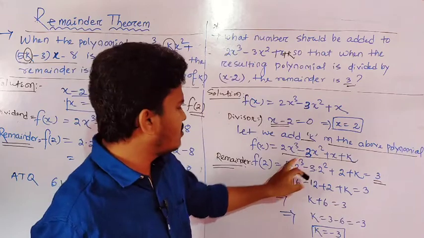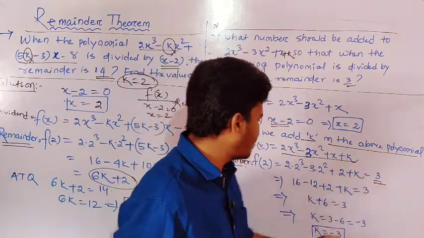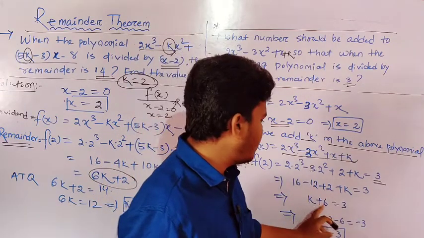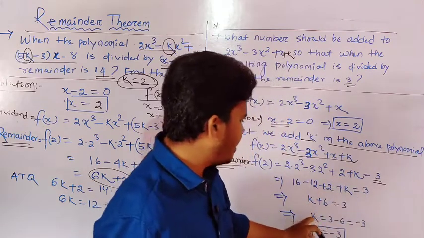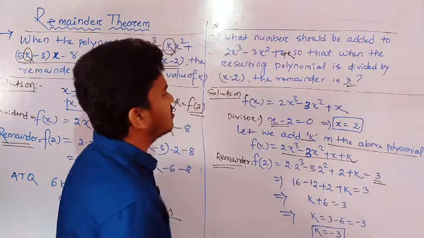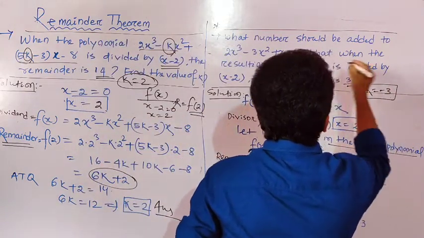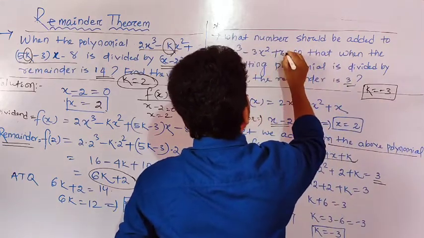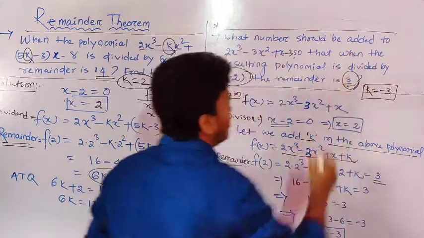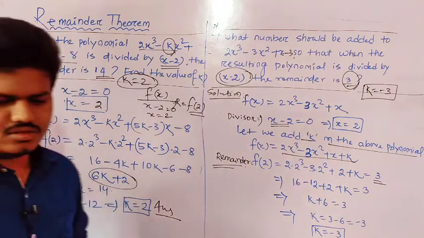So 2 to the power 4 is 16, 3 into 4 is 12, so 16 minus 12 plus 2 plus k equals 3. Now 16 plus 2 is 18, 18 minus 12 is 6. So k plus 6 equals 3, so k equals 3 minus 6, that is minus 3. So the value of k is minus 3. If you add minus 3 and divide by x minus 2, the remainder will be 3. This is very important: four examples about the remainder.